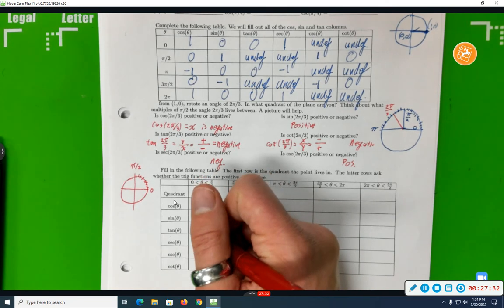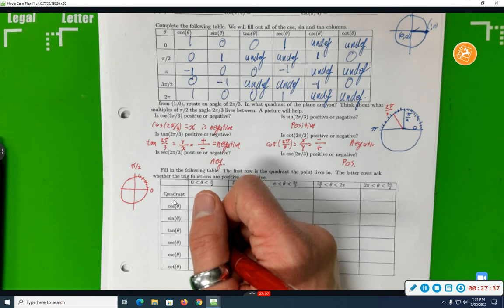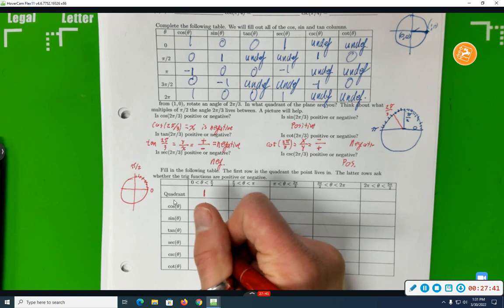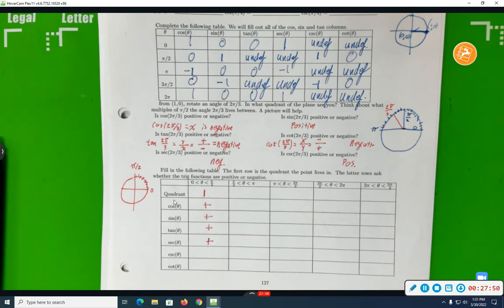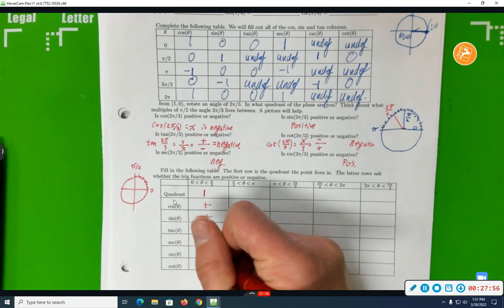Tangent? Positive, because it'll be positive divided by positive. Secant? So secant should be 1 over x. X is positive. 1 over a positive is positive. I think they're all positive for that reason.